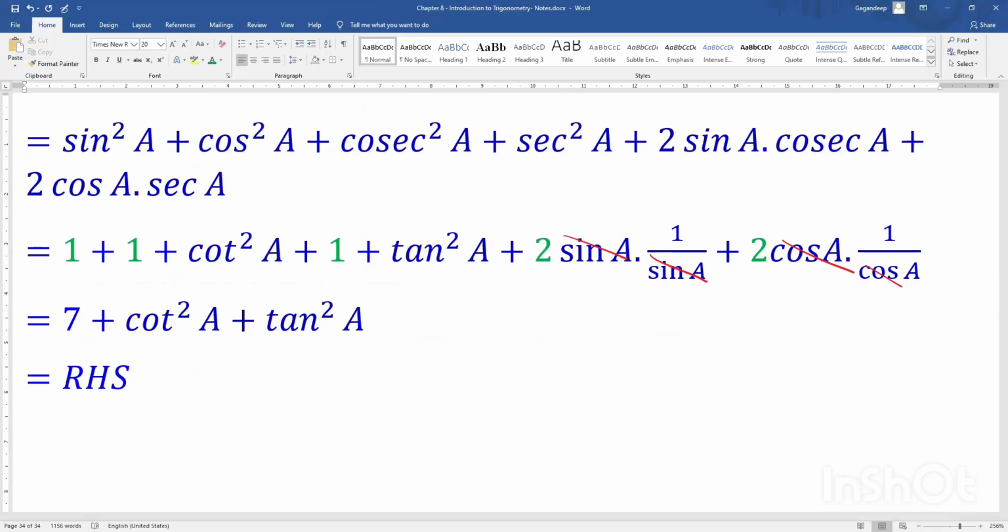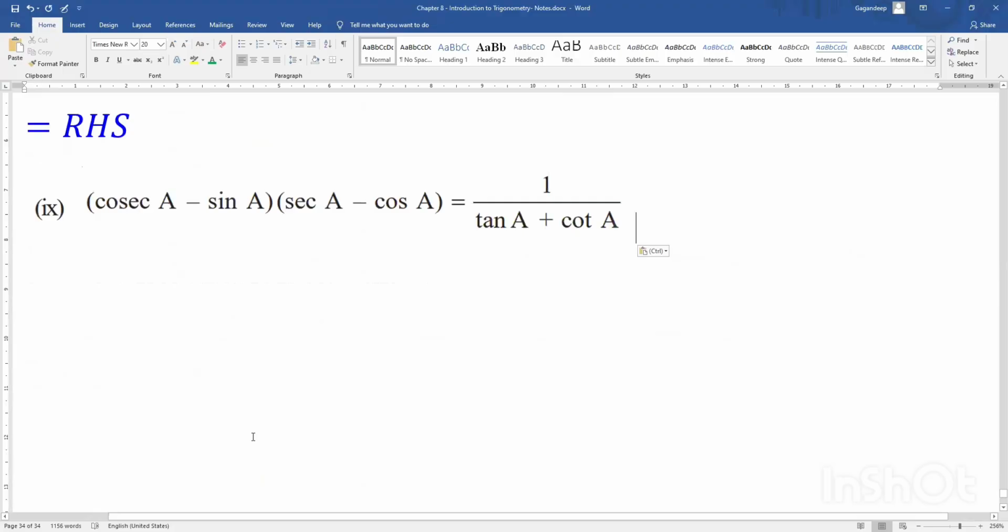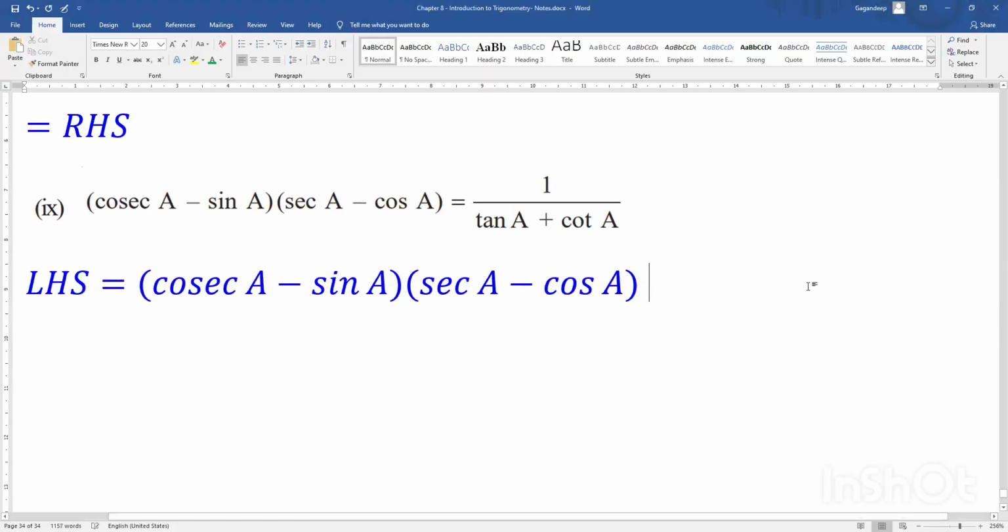Next, I have the ninth problem. Here we have cosecant A minus sin A into secant A minus cos A equals 1 by tan A plus cot A. So first we are going to consider LHS, which is cosecant A minus sin A into secant A minus cos A.